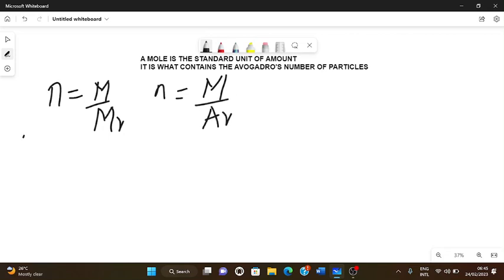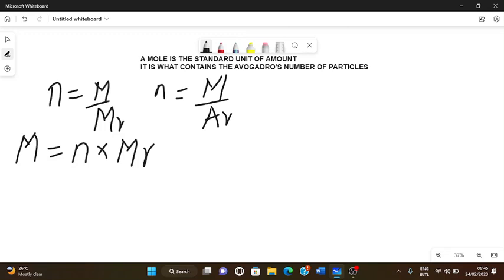So from this we can calculate the mass. Mass is equal to the number of moles times the molar mass. The molar mass is the mass of 1 mole of that substance. 1 mole of a compound is the molar mass. Or we can say mass is equal to the number of moles times atomic mass.